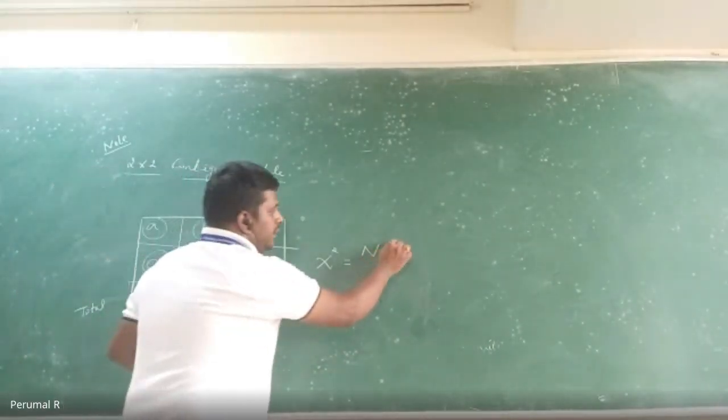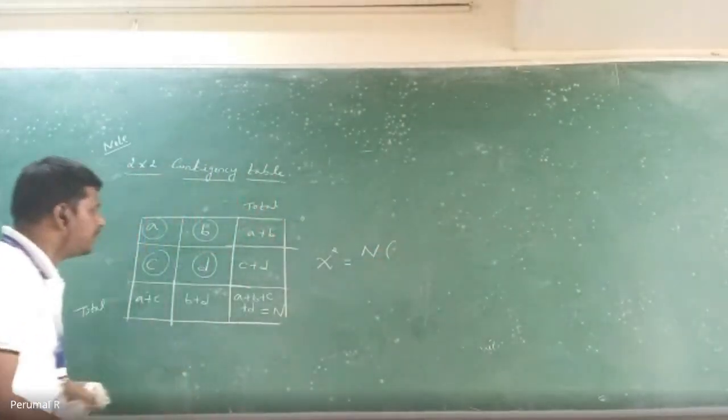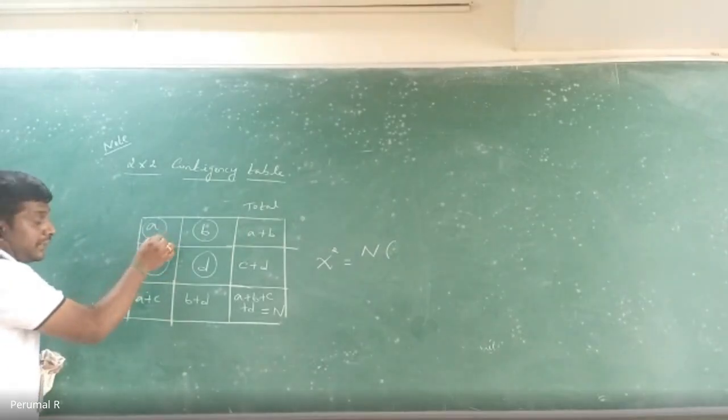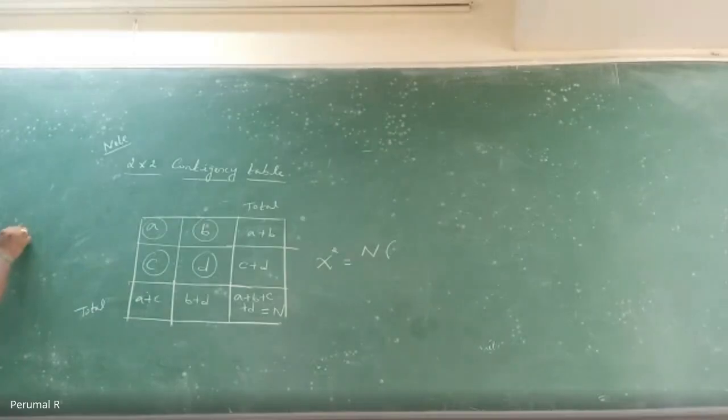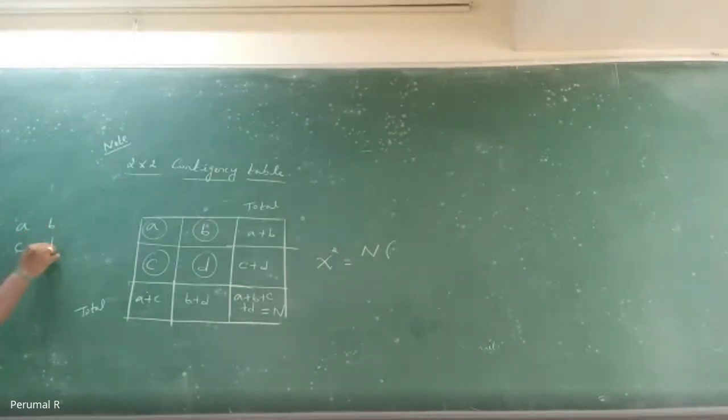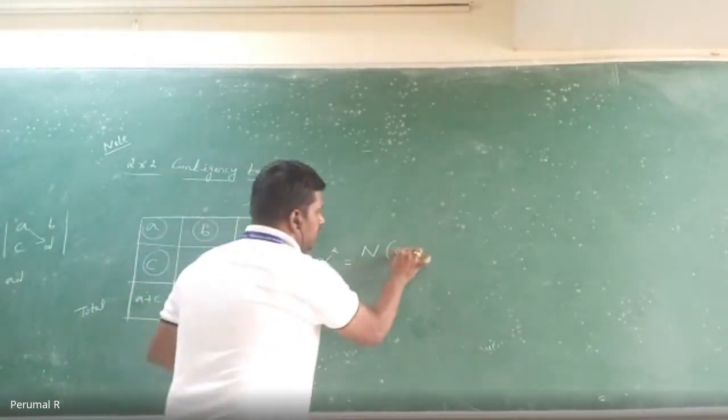N into, in the numerator, matrix multiplication. So that is a determinant. We have 2 by 2, a b, c d. So how to express your determinant? You can multiply a into d. That you have to write here, a into d.